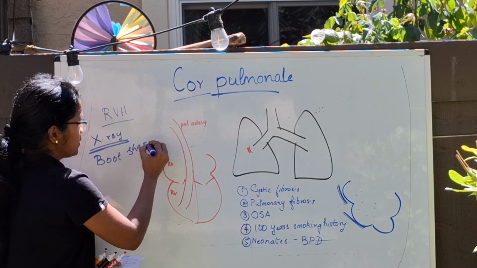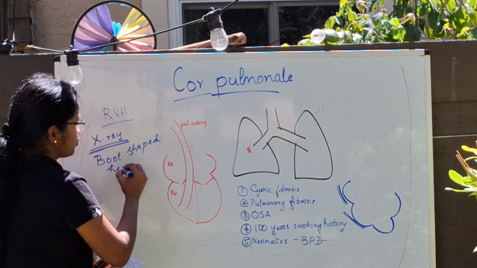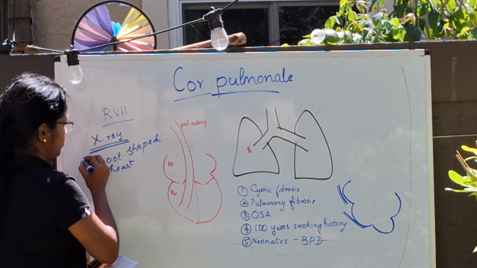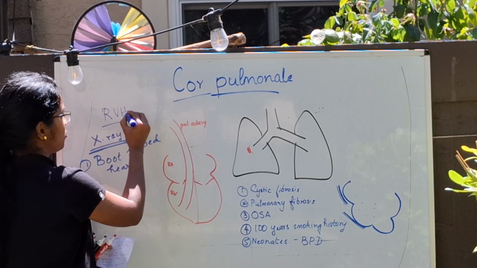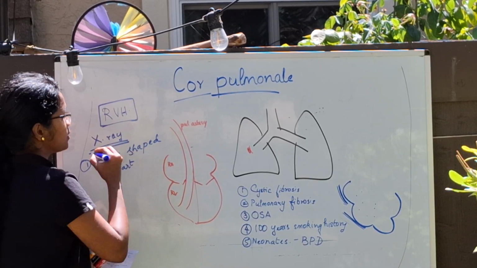The boot shape is because of the right ventricular hypertrophy. Fine. So this is how right ventricular hypertrophy will present.